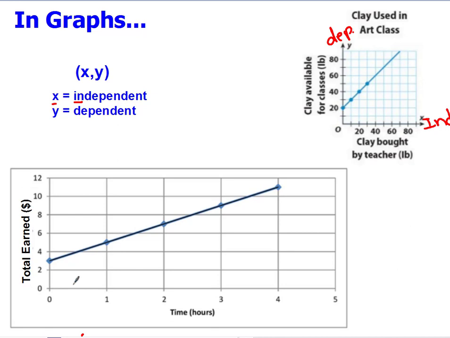Let's look at the second graph here. We don't have it labeled, but we know that this is our x-axis and this is our y-axis. And again, our x-axis is going to be our independent variable and our y-axis is going to be our dependent variable. If you also look at the labeling, we have time. And remember how we talked about in our previous slide that time will be the independent variable, because your total earnings depend on the hours that you work. So again, time is independent and total earnings is dependent.